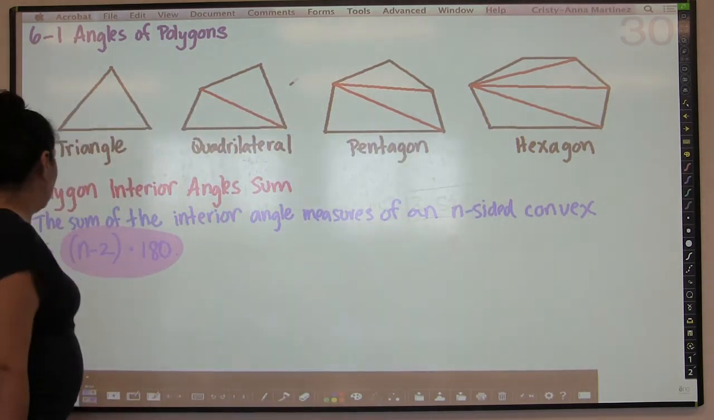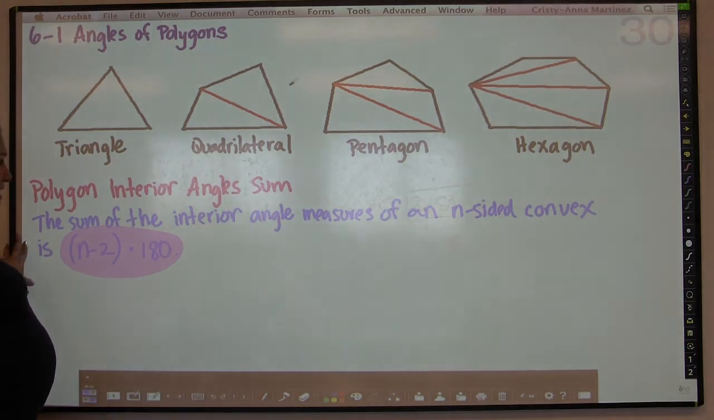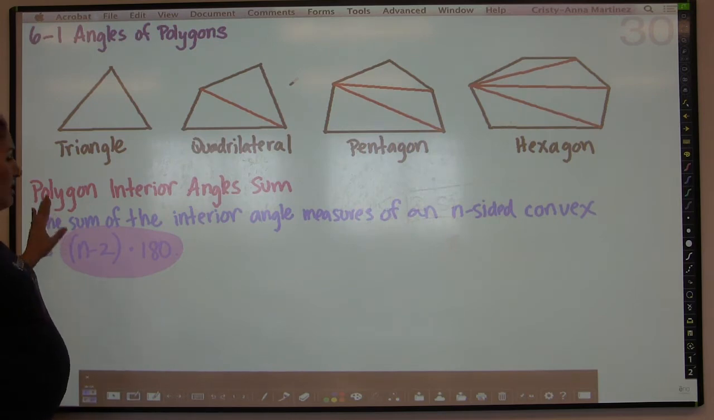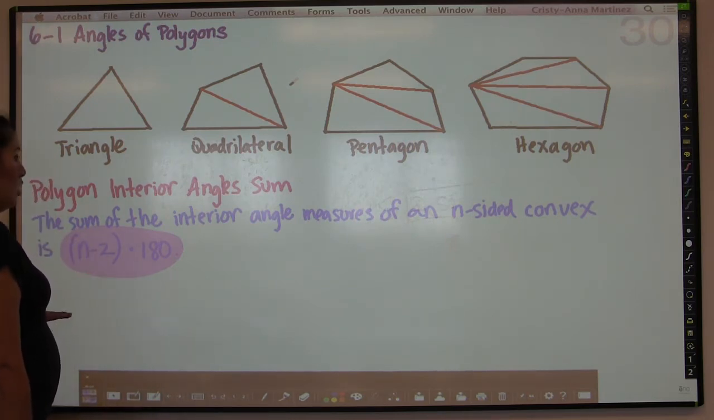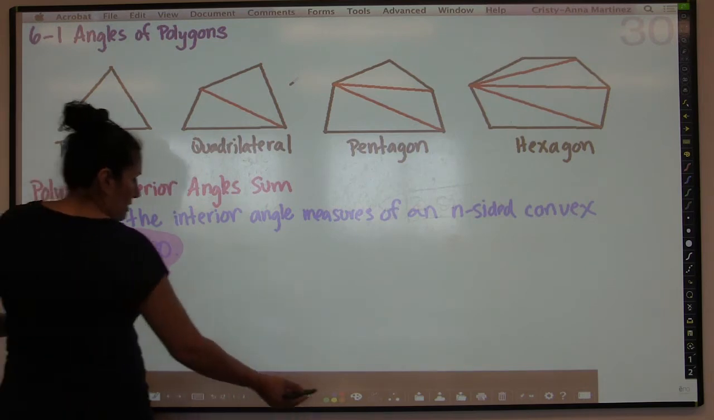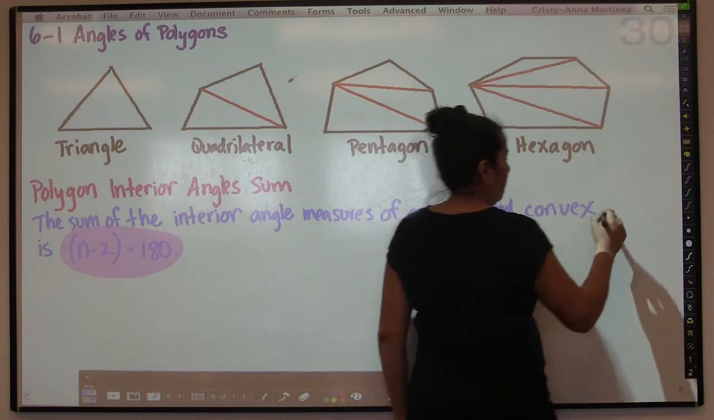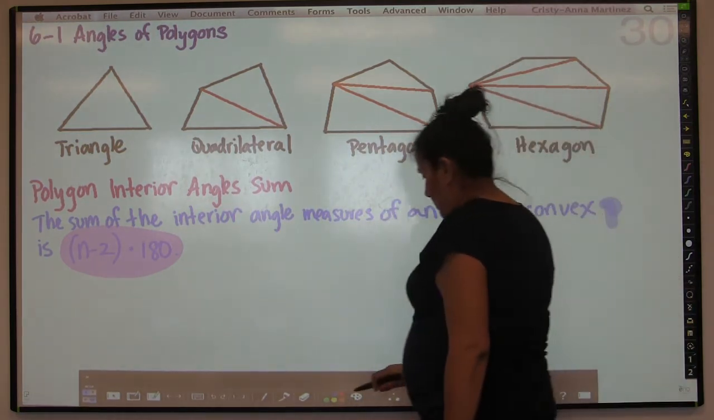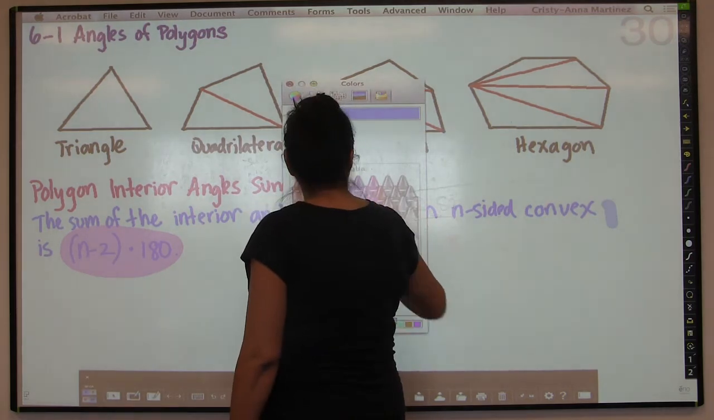So what I have for you right here is a theorem, the polygon interior angle sum theorem, which tells us that the sum of the interior angle measures of an n-sided convex, oops, I forgot a word there, convex polygon. Let's add that there. Let's not use the highlighter to do that.